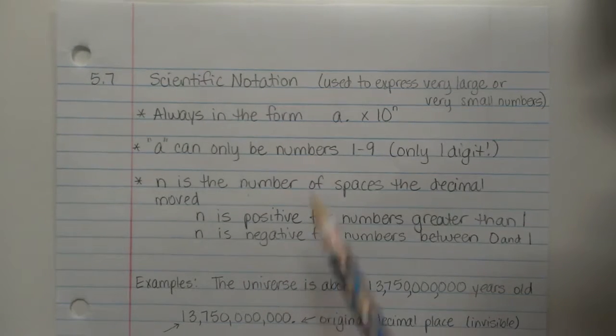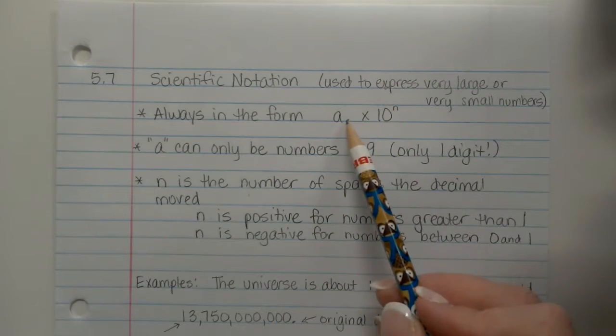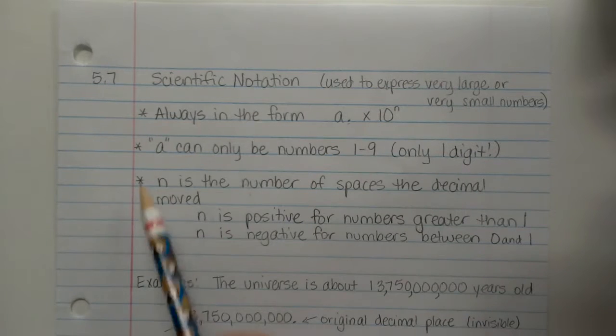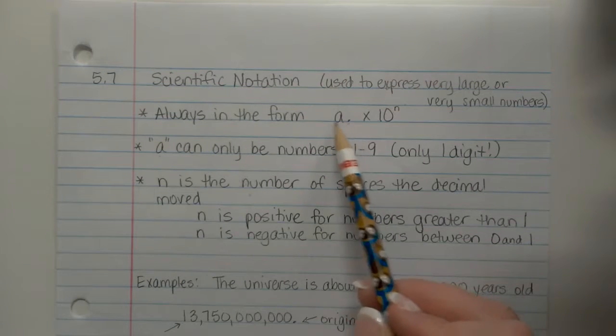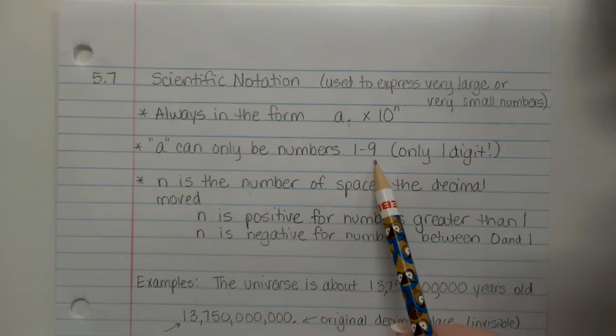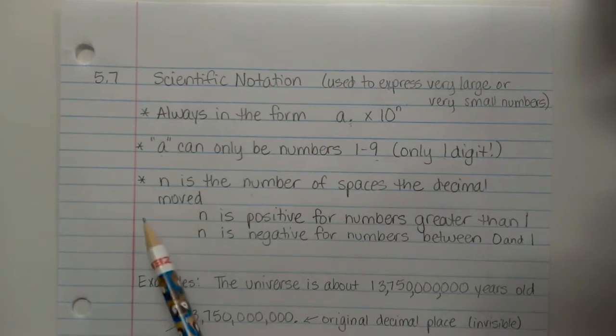All right, they're always in the form of a, something, dot, possibly other digits, times 10 to the n, where n is the power. This a, this number that's in front of the decimal place, can only be the numbers 1, 2, 3, 4, 5, 6, 7, 8, or 9. They can't be 10, they can't be 0, and they can only be 1 digit, so it's only 1 digit.